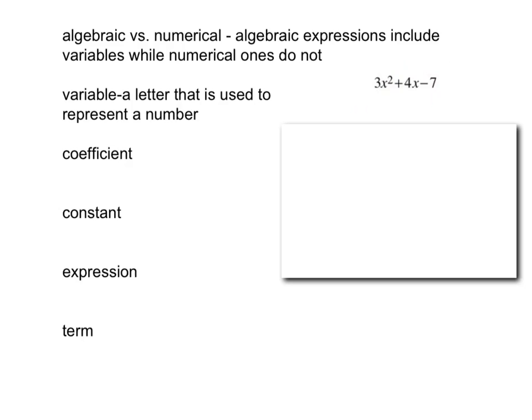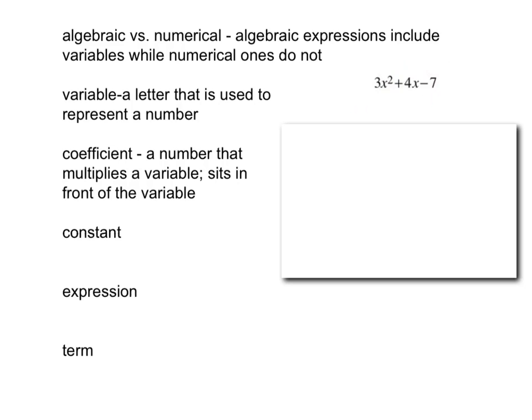Okay, moving on to coefficient. A coefficient is a number that multiplies a variable. It sits in front of the variable. In this case, both 3 and 4 are coefficients, and it's a multiplier. So 4x means 4 times x, or x plus x plus x plus x.